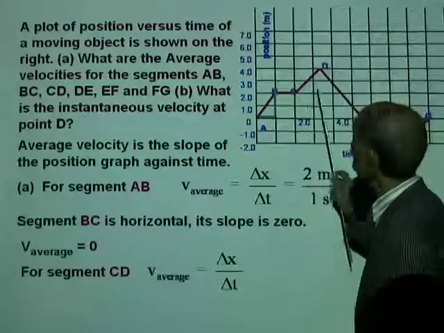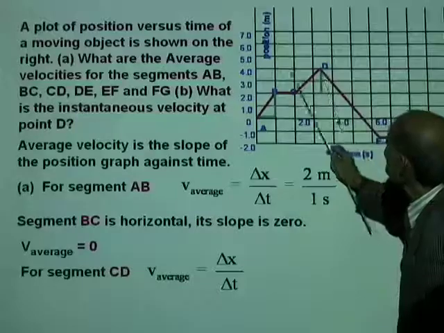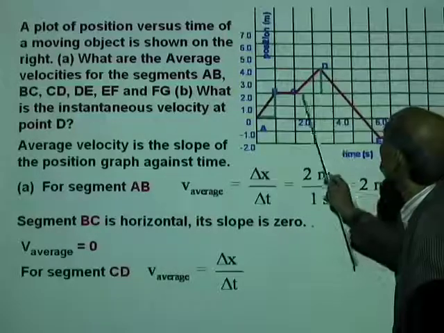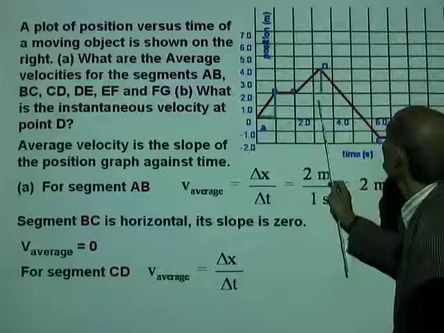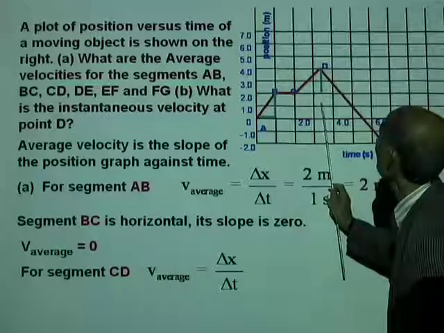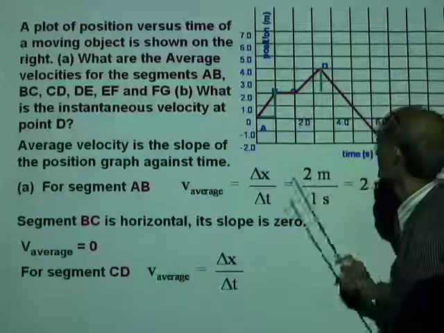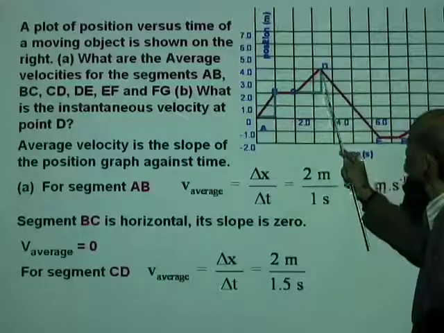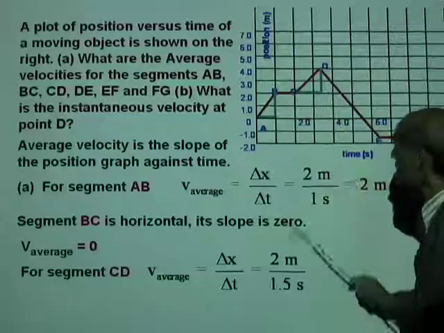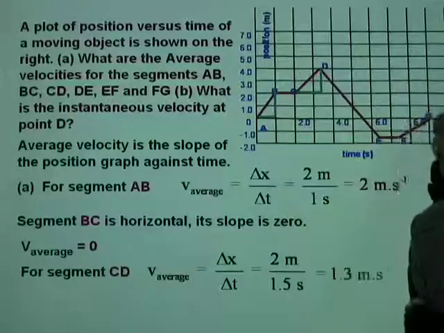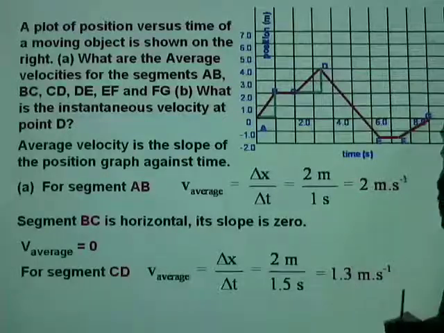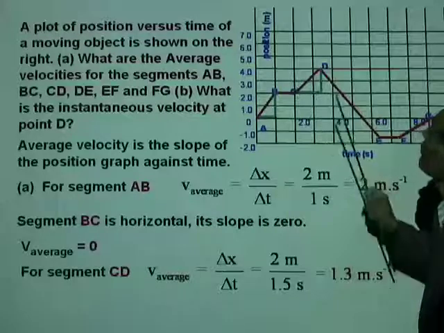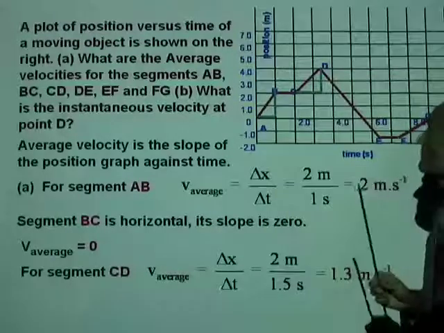How about for segment CD? Alright, what is delta x? Delta x will be 4 minus 2, that is 2 meter. Delta t is 3.5 minus 2, that is 1.5 second. That will be 1.3 meter per second is the average velocity for that segment CD.